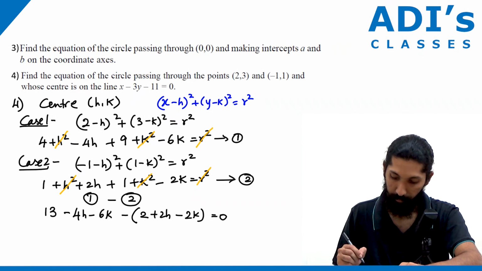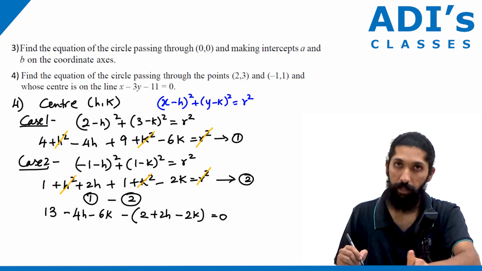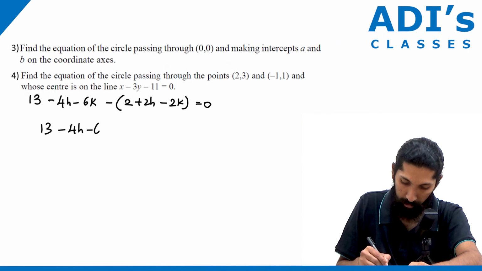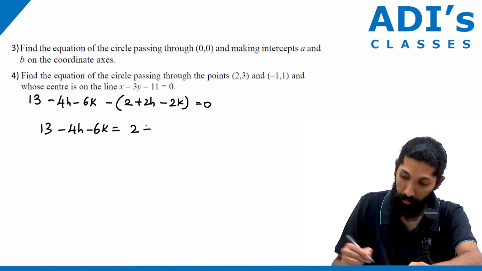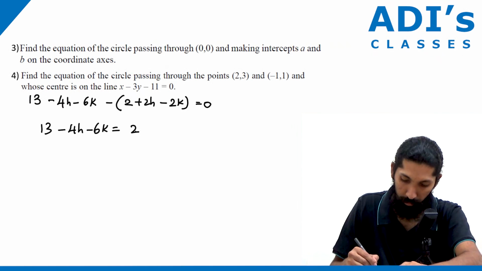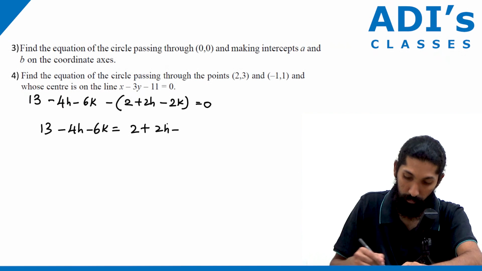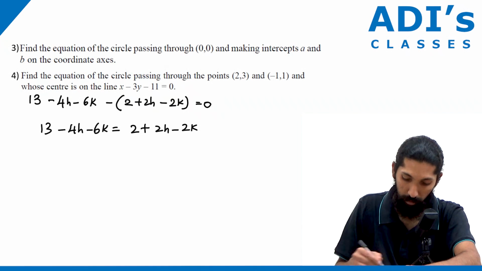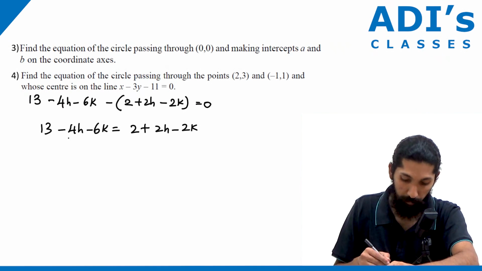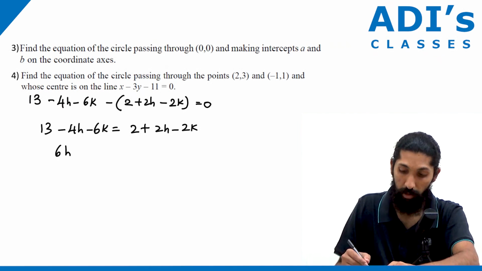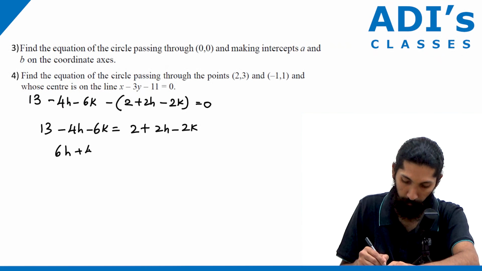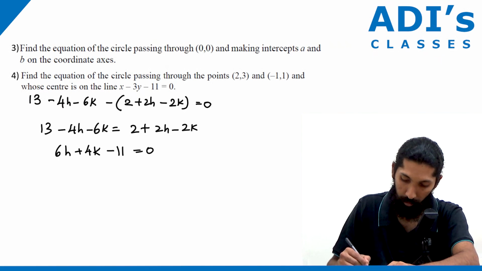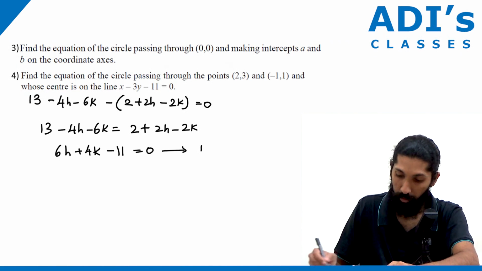So you might as well take this to the RHS. 13 minus 4h minus 6k is equal to 2 plus 2h minus 2k. Take the h and k on one side, in the sense, you take everything to RHS. 2h plus 4h, 6h, minus 2k plus 4k, 2k, 2 minus 13, which is going to give us minus 11, is equal to 0. This would become equation number 3.